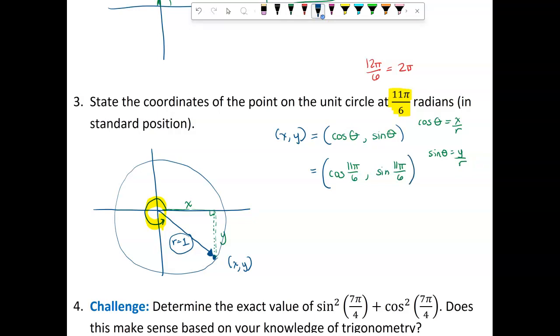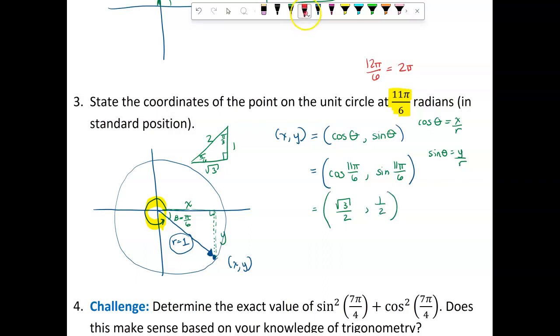We can do that because we know that the relative acute angle inside here would be pi over 6. So we go back to our special triangle, which looks like this, and this is pi over 3 over here. So this is root 3, 1, and 2. If we're trying to find the cos of that, the cos would be root 3 over 2, and the sine of that will be 1 over 2.